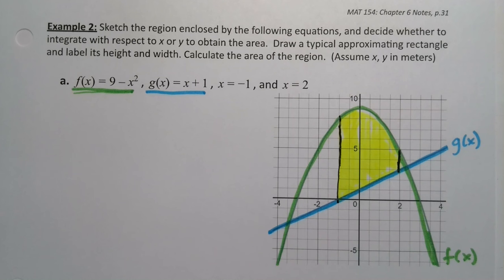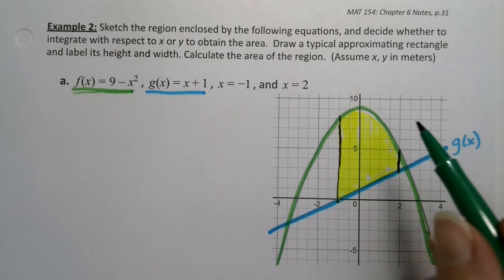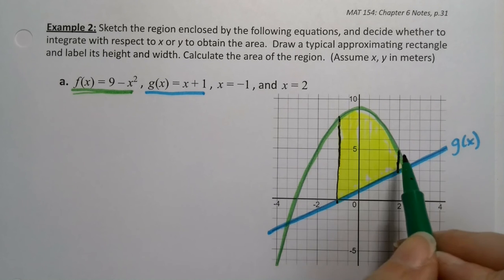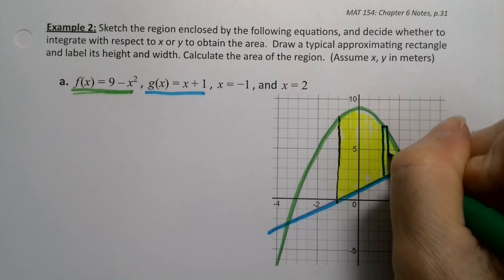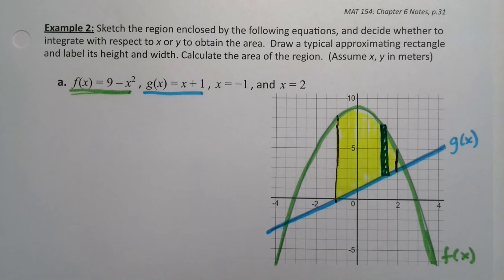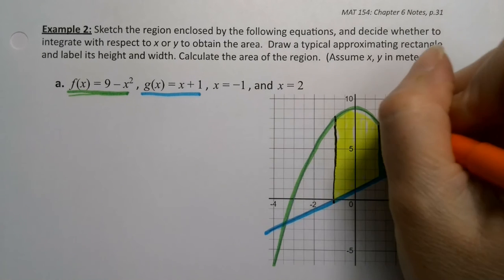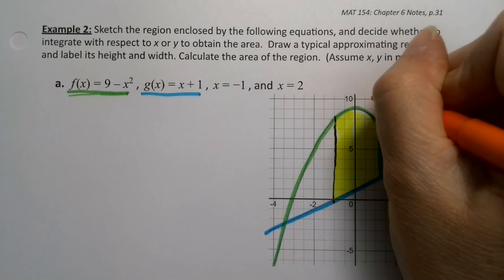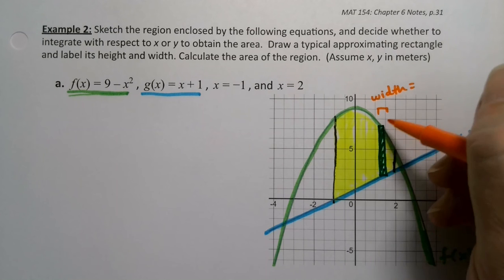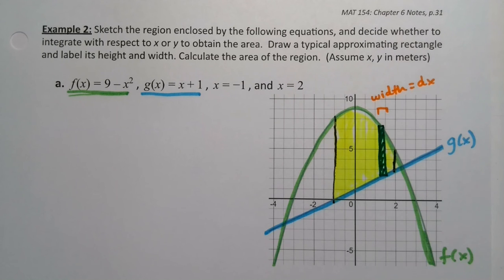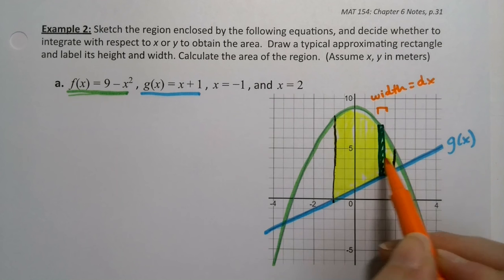Okay, so now I'm going to draw a rectangle. And it's rather obvious here, if these two values are given, -1 and 2, that we're going vertical, like this. Okay, so we need to think about the width of that rectangle and the height. Now the width would be dx, right? Because we made this with respect to x.